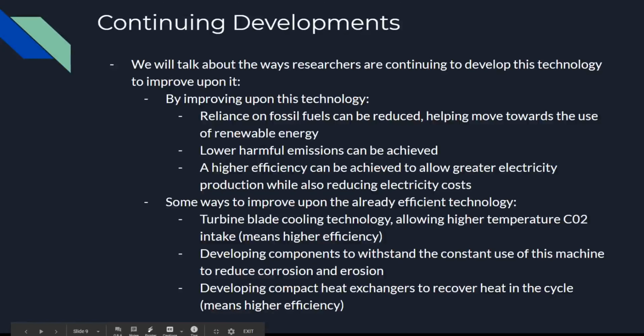Howdy everybody, my name is Michael, and I will be taking you through continuing developments on supercritical CO2 power cycles. We will talk about the ways researchers are continuing to develop this technology to improve upon it. By improving upon this technology, reliance on fossil fuels can be reduced, helping move towards the use of renewable energy. Lower harmful emissions can be achieved, and a higher efficiency can be achieved to allow greater electricity production while also reducing electricity costs. There are 3 ways we're going to talk about today to improve upon the already efficient technology.